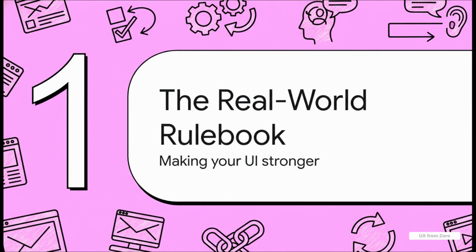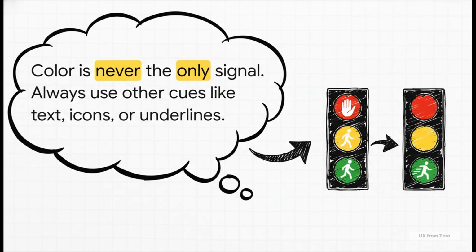Okay, let's get practical. Let's talk about the real world rulebook. We're going to walk through a few super simple but really powerful rules. And the cool part is, when you follow them, you're not just adding accessibility, you're making your entire UI stronger and more intuitive for literally everyone. All right, rule number 1. It's a big one, but it's simple. Color can never be the only signal you use to tell someone something important.